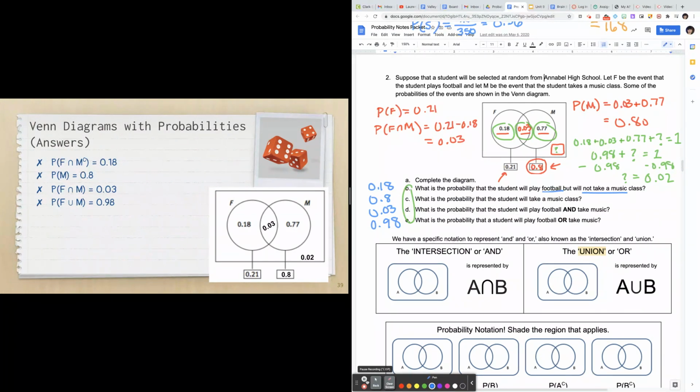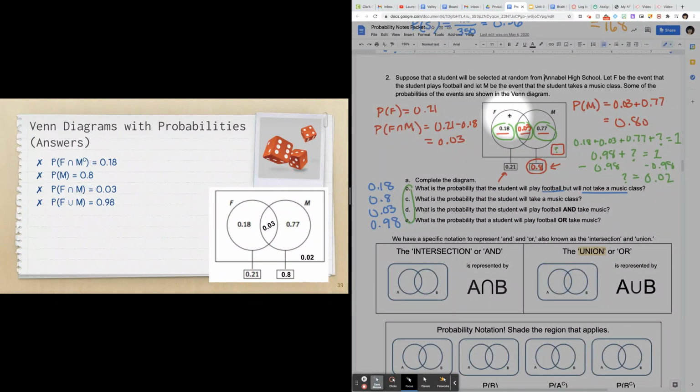Okay. So I have all the probability notation written out for you on the left side of the screen because I did not have space on my actual notes here. For that first one, we wanted to find the probability that a student plays football but does not take a music class. The way that you write that probability notation is football and not music. That area inside the Venn diagram is all of the parts of the football circle that are not also included in the music circle. So it's just the 0.18.